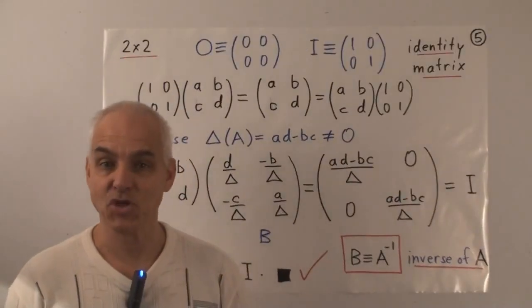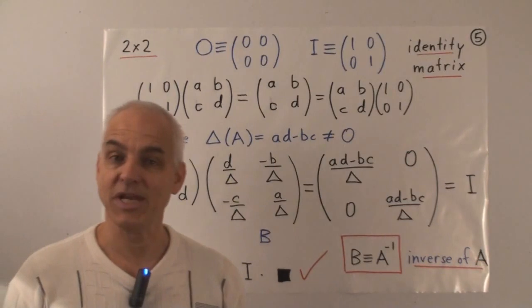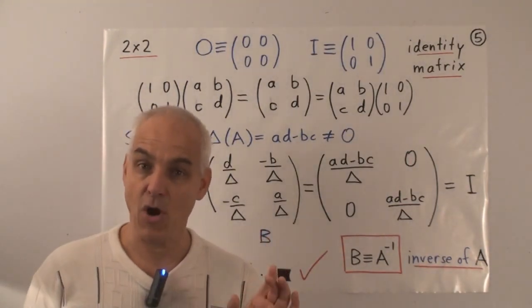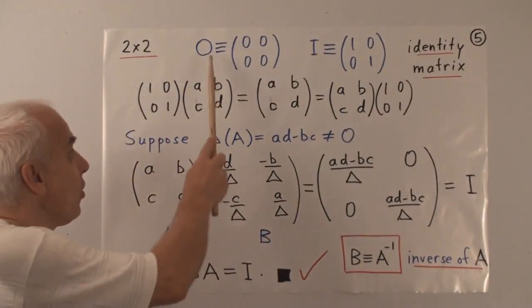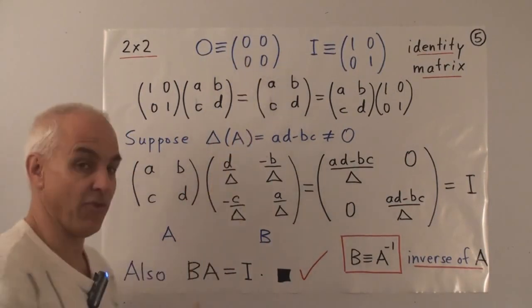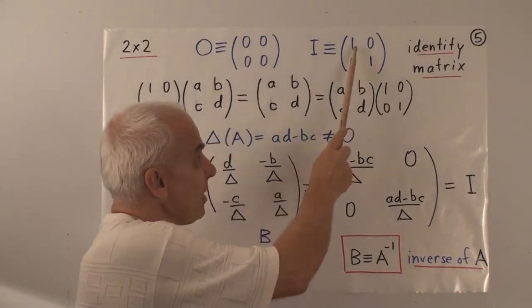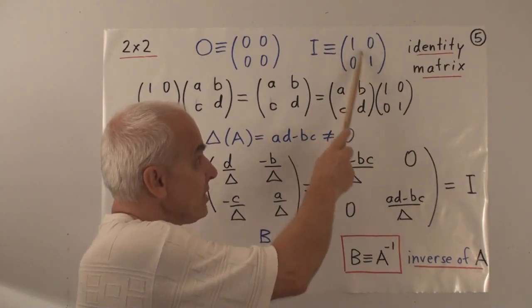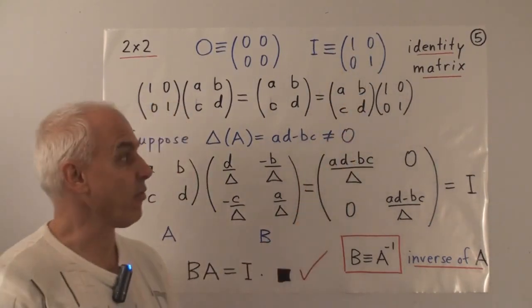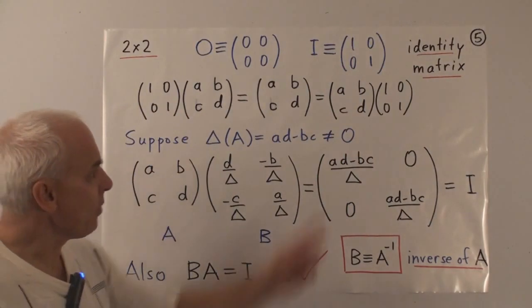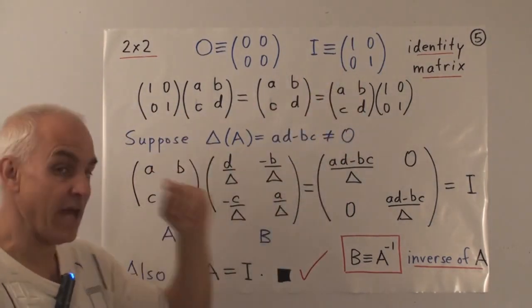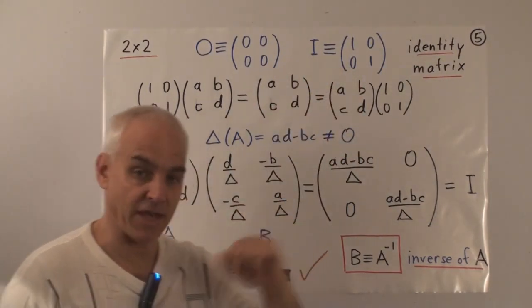Now let's have a look at the 2 by 2 case. First, we need to introduce the matrices O and I. The 0 matrix is just the matrix with all zeros. However, the identity matrix has this particular form: 1, 0, 0, 1. Ones on the diagonal and zeros everywhere else. We have to make sure that it actually satisfies the crucial property of the identity matrix.